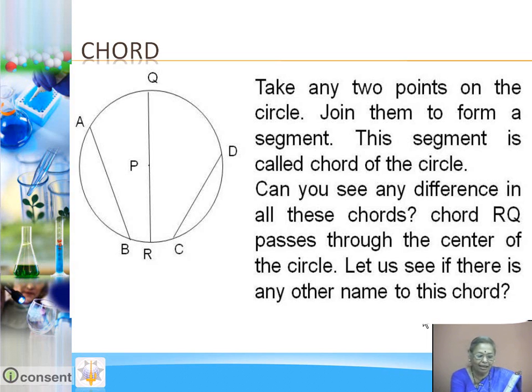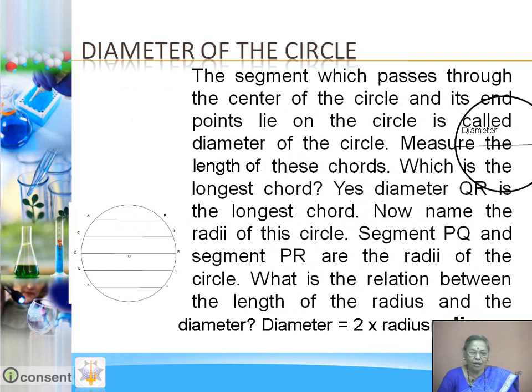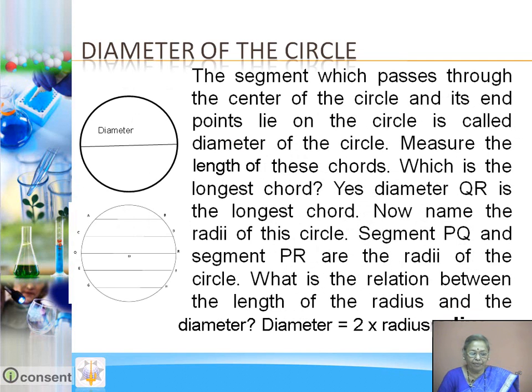Now let us see what is the relation between diameter and the radius of the circle. Here, the segment passing through the center of the circle is called the diameter. For this, let us do one activity.